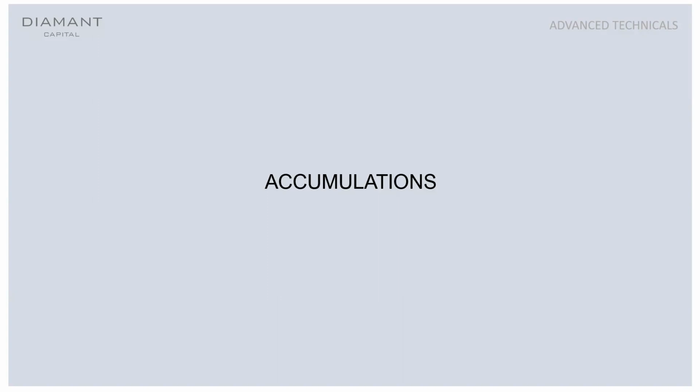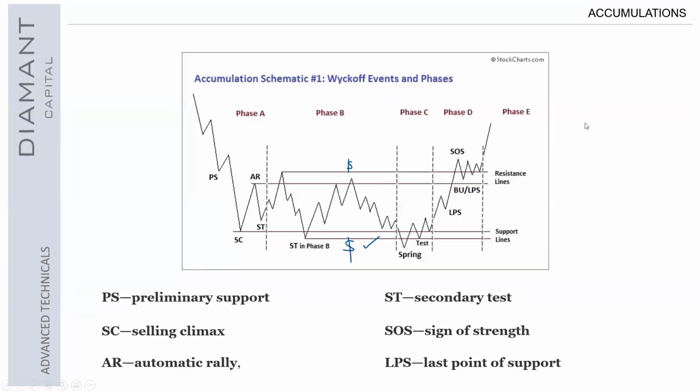So now we're actually going to be getting into the different types of schematics from Wyckoff. And the first one that we're going to be looking at is accumulations. There are two main types of accumulation schematics that you're going to be looking at. But before we get into that, let's look at the vocabulary that they use and also how to annotate your charts. So you've got phase A all the way to B, C, D, and E.